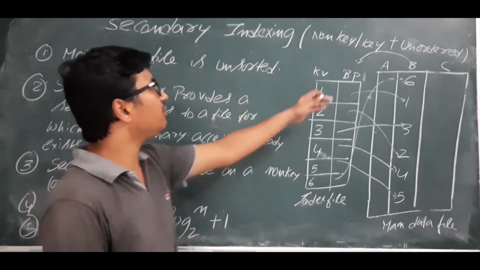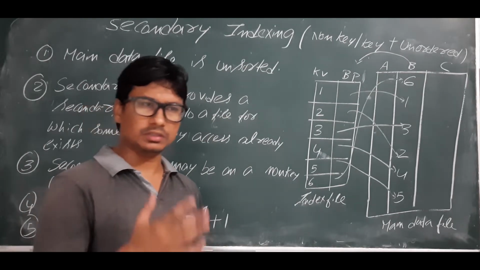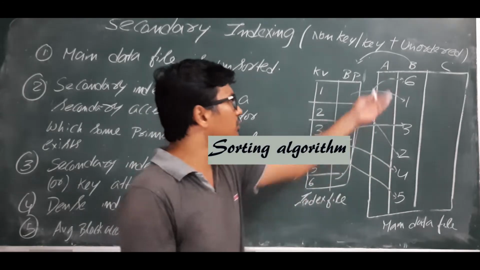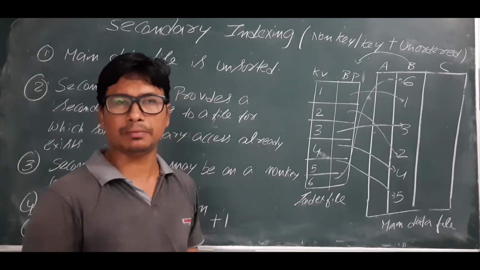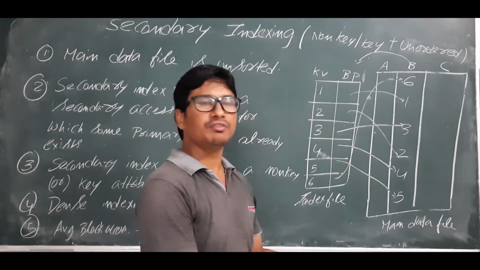Now the data file is unordered. What is the meaning of unordered? You can ask me, sir, why should it be unordered? We can apply some searching algorithm, make it ordered, and directly apply either primary indexing or clustered indexing. Why do we need an unordered file?